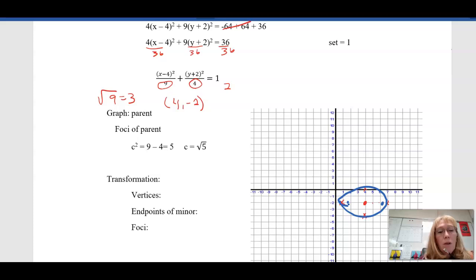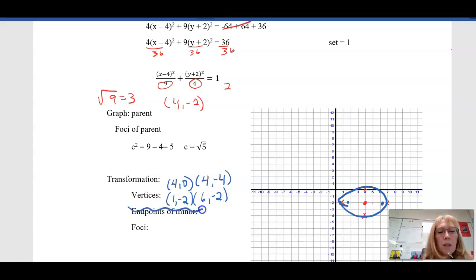Now, our vertices, we just have to look and see where they are. I am at 4, 0, and 4, negative 4 for my minor. My major are at 1, negative 2, and 7, negative 2.